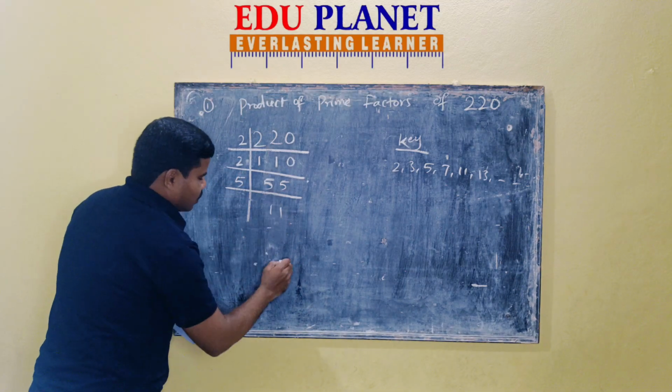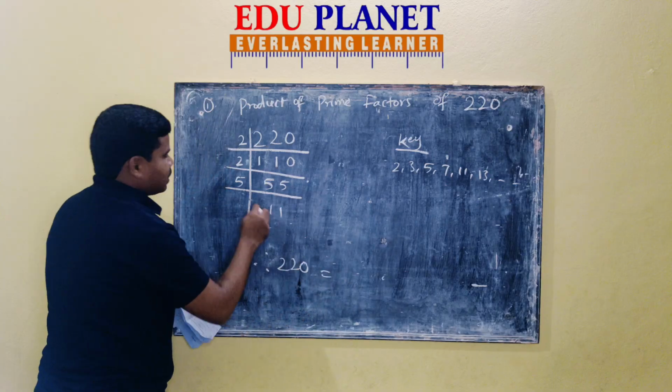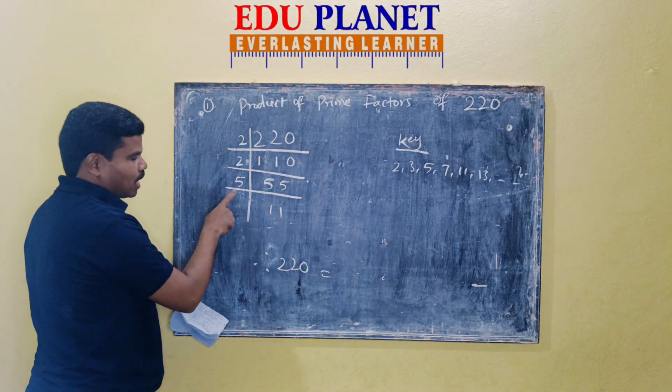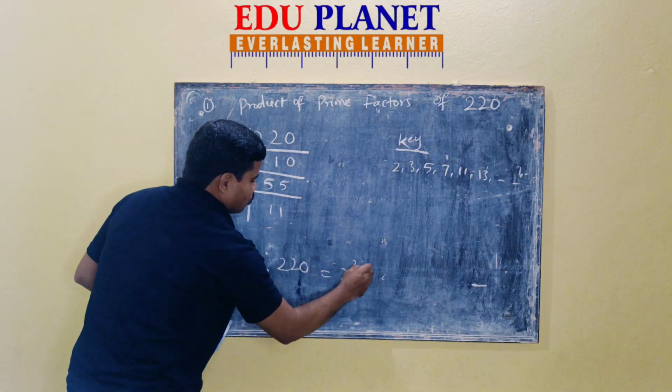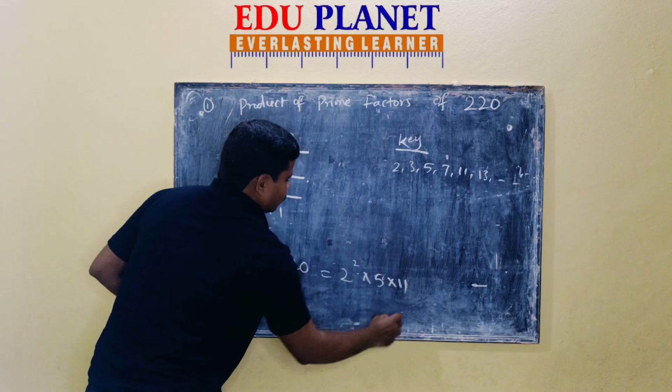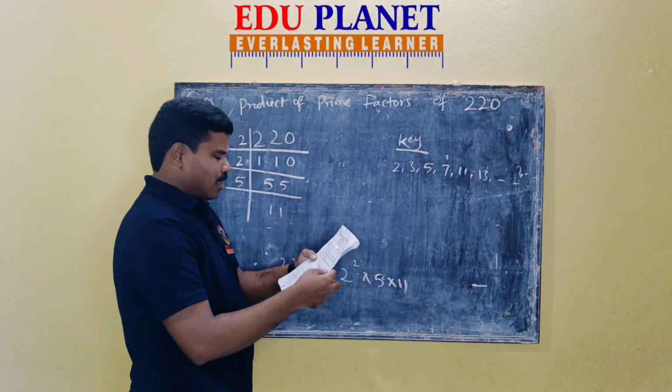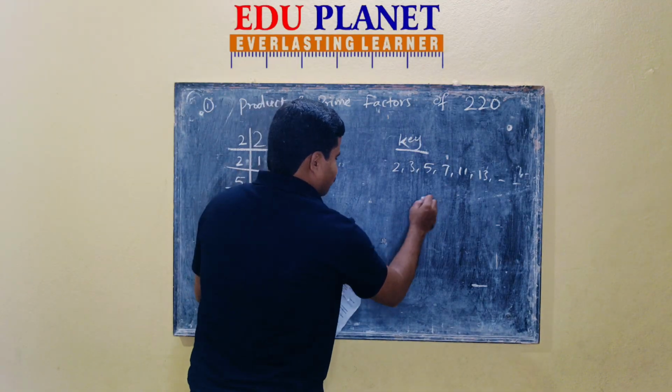Therefore, we can write 220 as 2 into 2 into 5 into 11. It means 2 square into 5 into 11. It means the correct answer is option C.